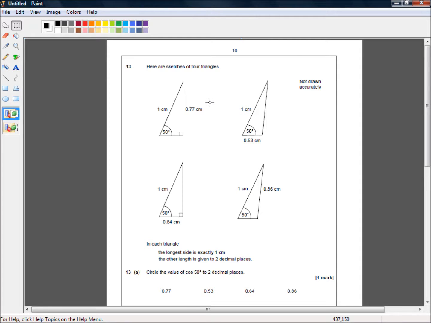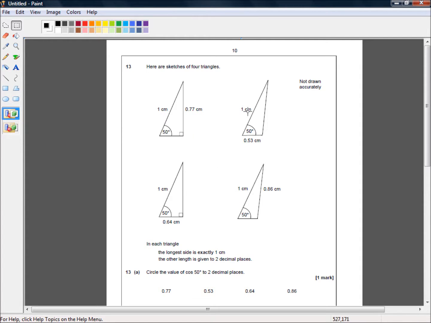Here we're picking up in question 13. It says here are sketches of 4 triangles. They're not drawn accurately. So we have 2 right angle triangles and 2 obtuse angled scalene triangles. Okay.